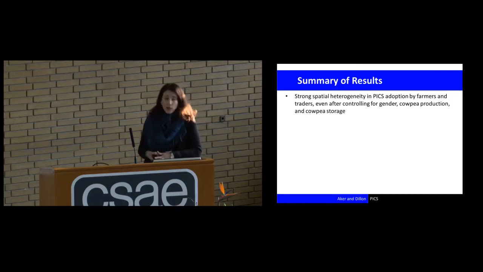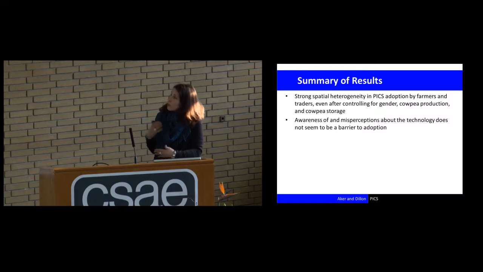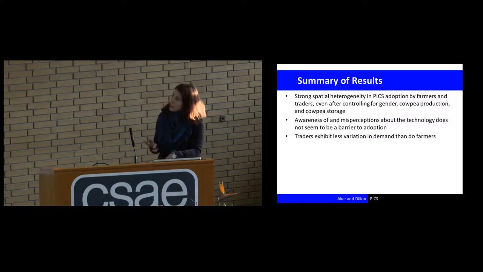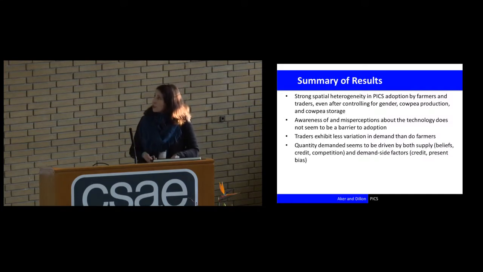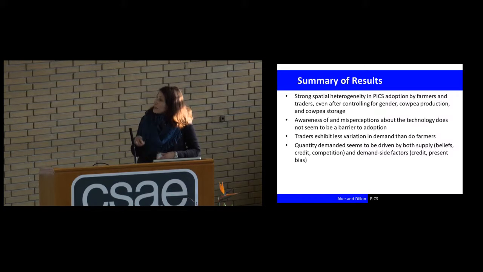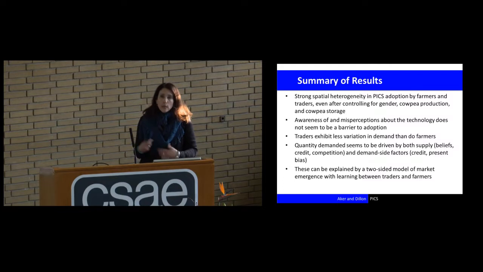So overall, what we see is a strong spatial heterogeneity in adoption of this storage technology by farmers and traders, even after you control for a variety of characteristics that in theory should be able to explain this. It seems as if the information side of things, in terms of awareness of the technology and misperceptions, doesn't seem to be a major barrier. But perhaps unsurprisingly, traders exhibit less variation in demand than farmers, and this really seems to be driven by some demand side factors, which we don't explore in this paper, in terms of credit and present bias. But we really believe that a strong issue here is the supply available in local markets and those initial conditions that allowed the market to actually emerge in the western part of the country as compared to the eastern part. And we're working on a model now to potentially explain that. So that's it. Thank you.